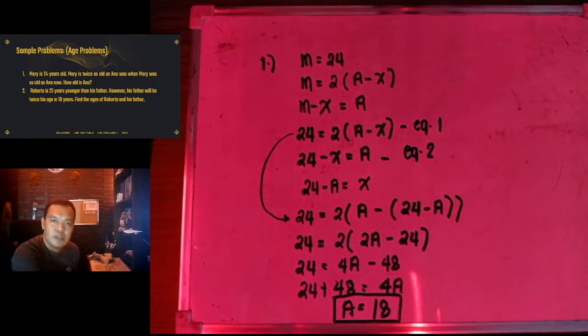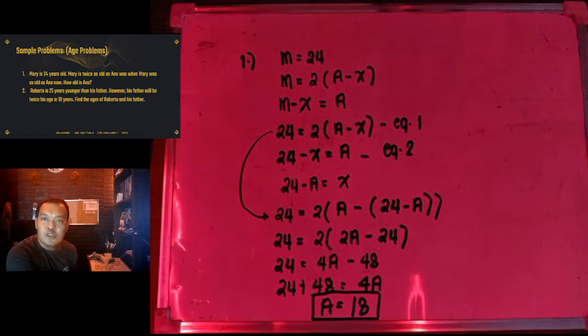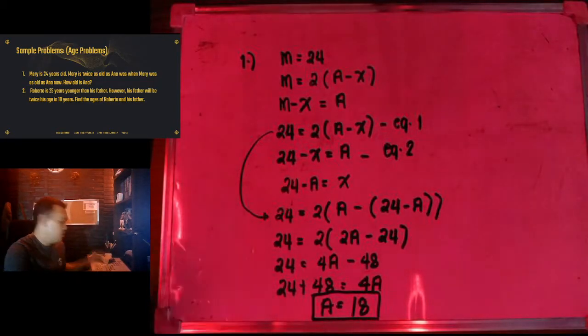Next, number 2. Roberto is 25 years younger than his father. However, his father will be twice his age in 10 years. Find the age of Roberto and his father.